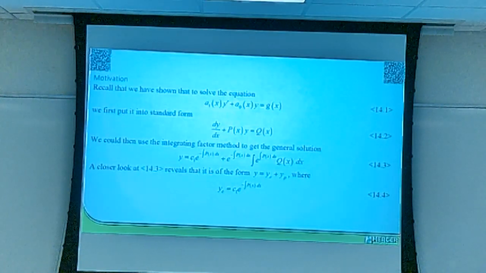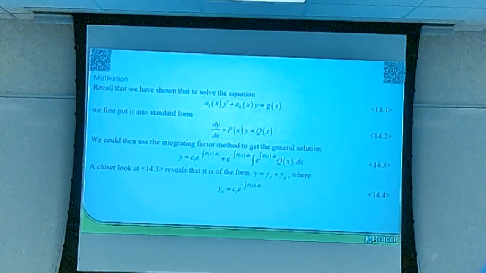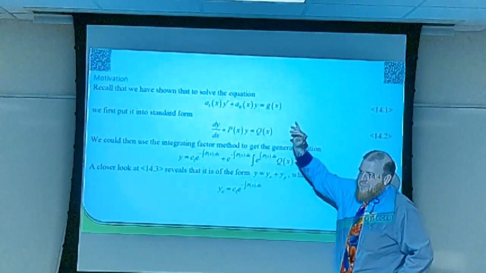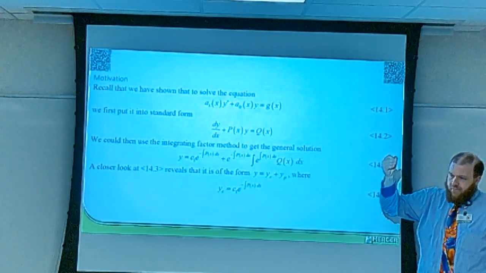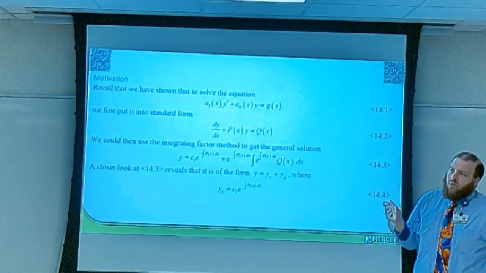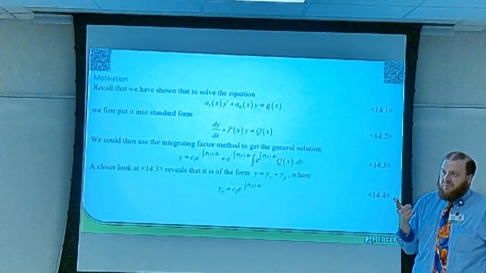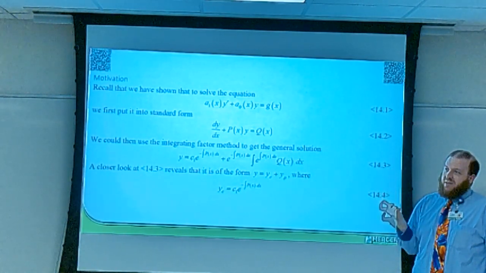Next up, variation of parameters. If you remember undetermined coefficients, your g of x had to be of a particular form: polynomial, exponential, trig, or products and sums of them. And for the trig, it had to be sine or cosine, nothing else.